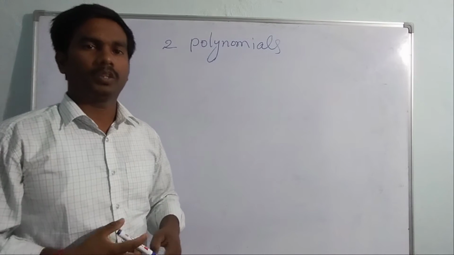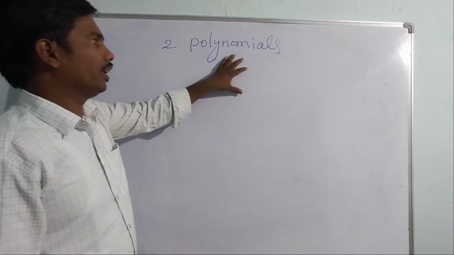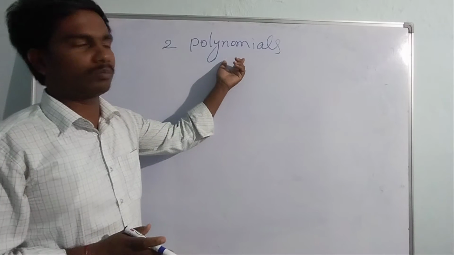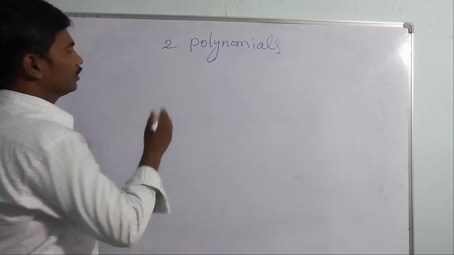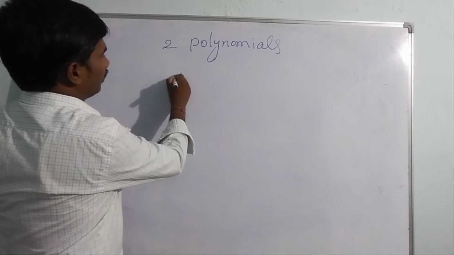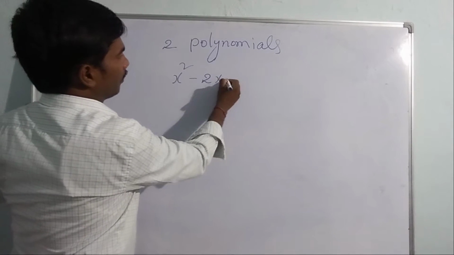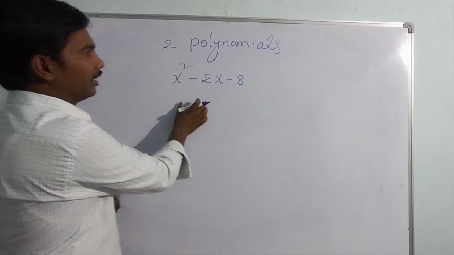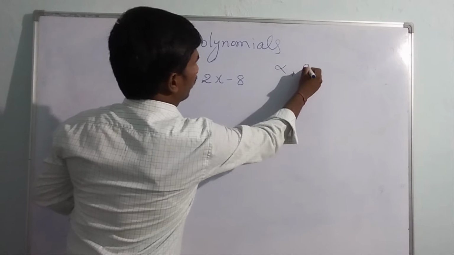Today's topic is polynomials. In this topic, we look at the relation between the zeros of a polynomial and its coefficients. First, let's take one example: x square minus 2x minus 8. This is a quadratic polynomial. How many zeros does it have? Two zeros. Let the two zeros be alpha, beta.